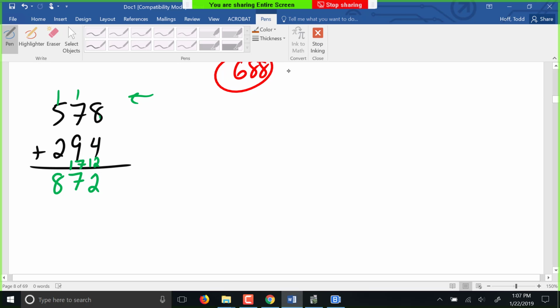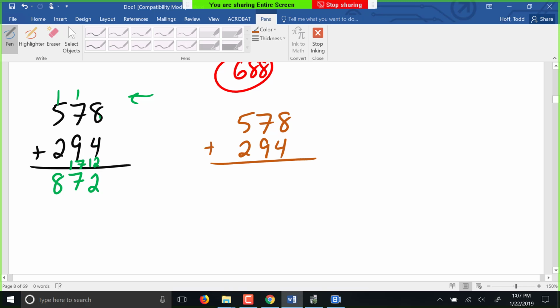Believe it or not, one of the myths that gets commonly put out there in math is that there's only one correct way to do things. There's only one correct answer, but there are several correct ways of doing things. Right now, carrying is the popular way to add.